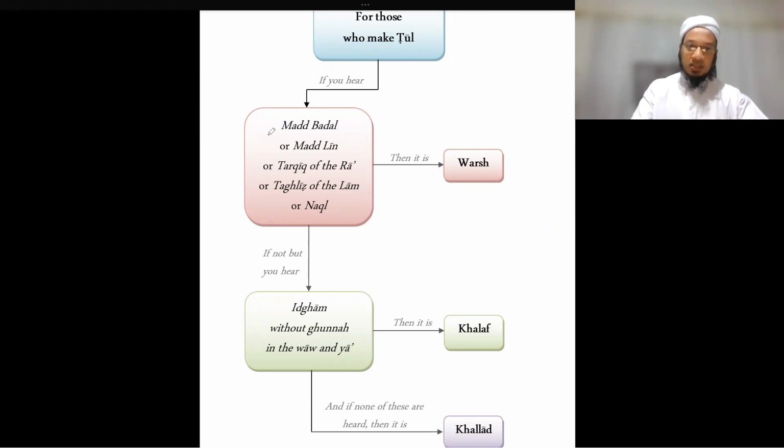If you hear none of those changes, but you hear idgham being applied without ghunna in the ya and the waw, that means that it is the riwayah of Khalaf. And if you don't hear that, then that will be Khallad. Remember that both Khalaf and Khallad have sakt, and they also have imala in certain other categories.